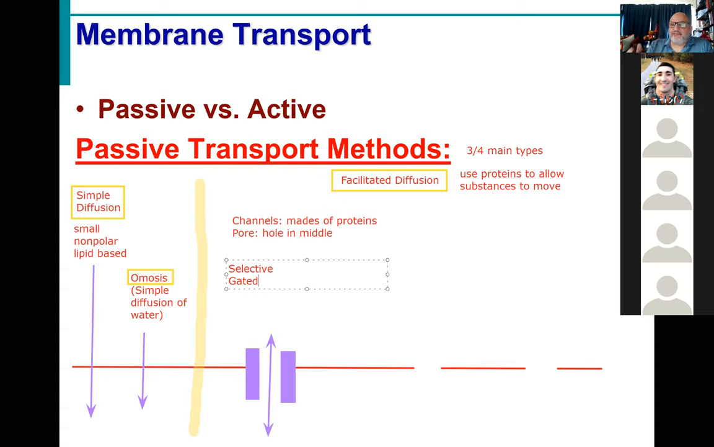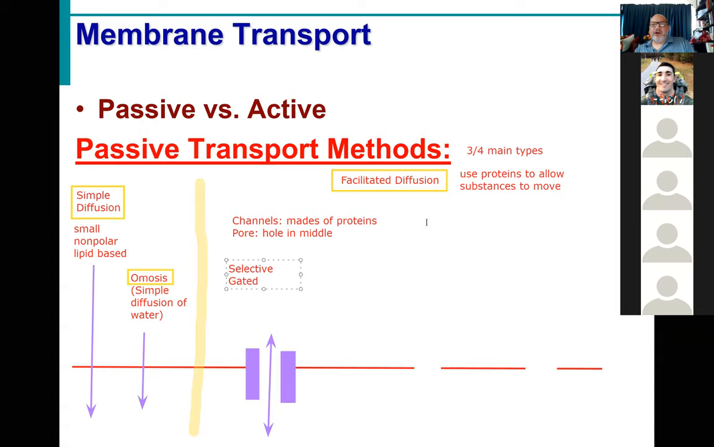Right, so we can still have some specificity to these things. They can be selective in what they allow in, they can be gated, but again, they basically are just holes in the wall that things pass through. All right, with me so far?